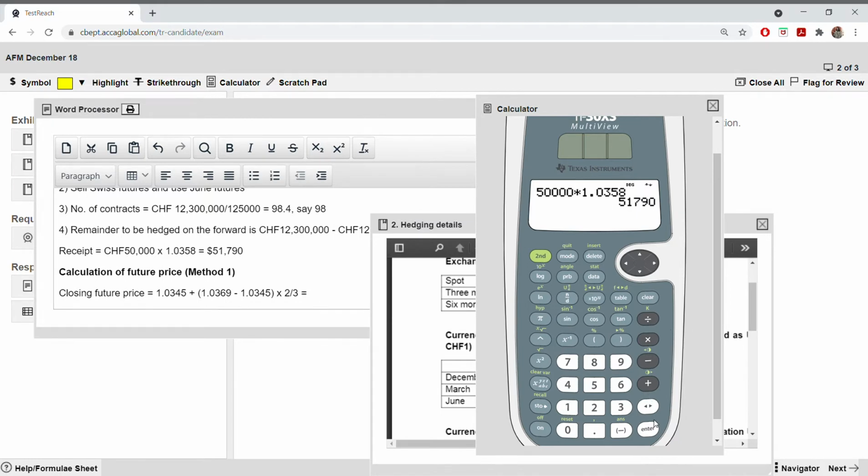So I'm going to clear all this. Okay. First we'll put the normal one as it is: 1.0345 plus, then I'm going to put the bracket, then 1.00369 minus 1.0345, close the bracket, multiply 2 divided by 3. The division, how am I going to show?